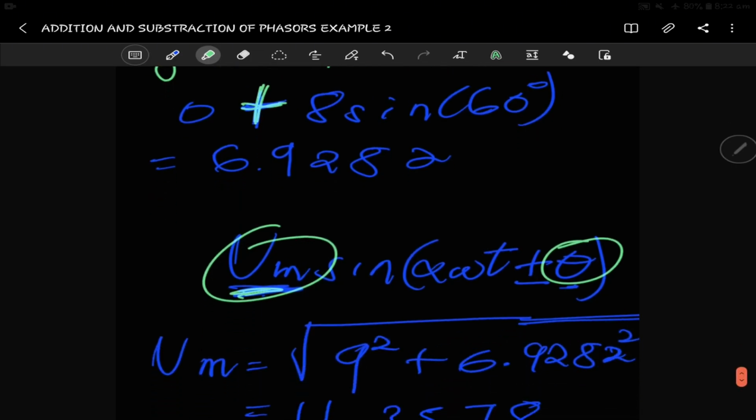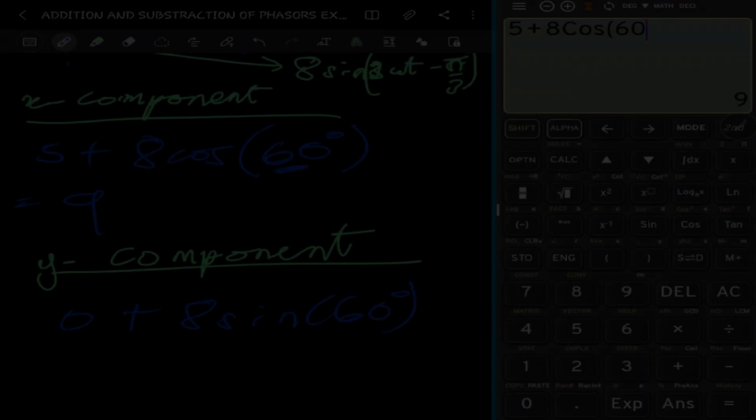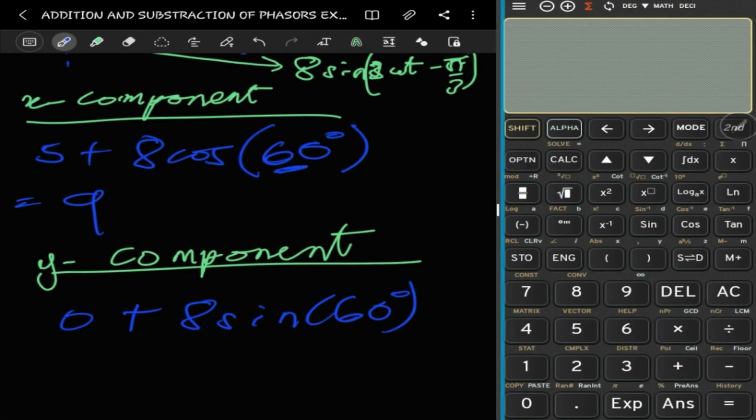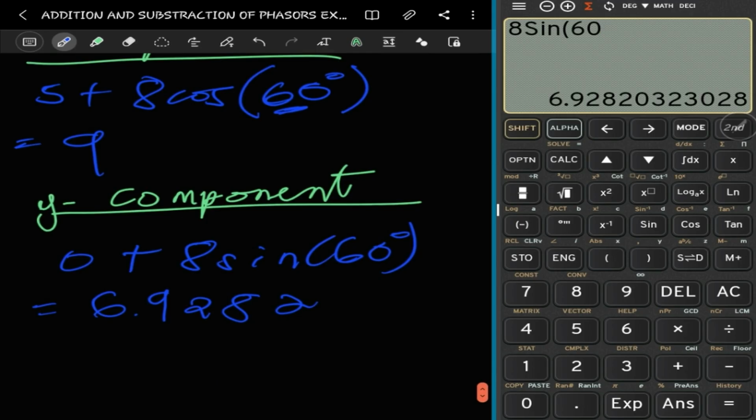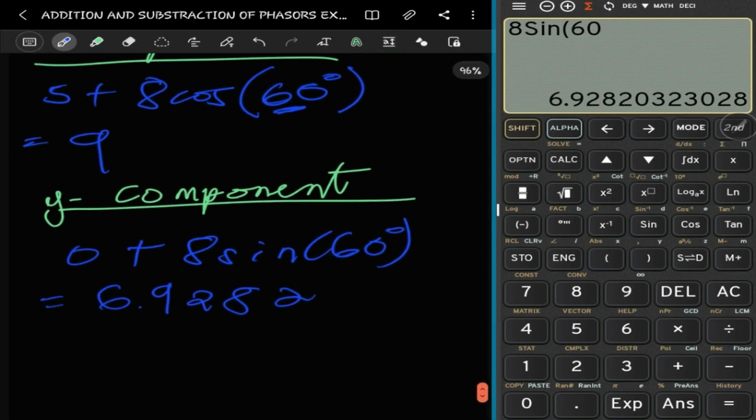Alright. So that's 8 sine 60, and that gives us 6.92. Let's do 4 decimal places: 6.9282. Now that we have these, we said the x and y components help us to get the actual resultant.